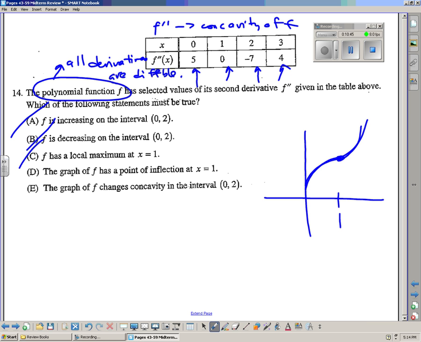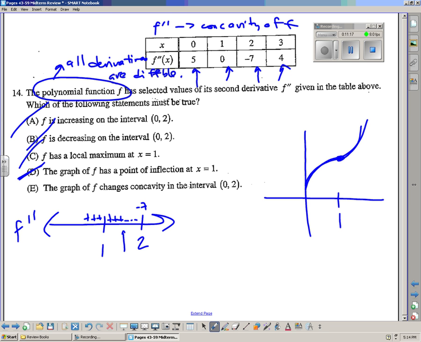Well, we don't necessarily know that either, because, for example, let's say at f double prime, at 1 we have a 0, but maybe before we get to 1 our second derivative is positive, and maybe after we leave 1 it's positive, and then somewhere in the middle, because we know that the second derivative at -2 is -7, maybe somewhere in the middle here the sign changes. We don't know that the sign changes at 1 of the second derivative, so we do not know for sure that the graph of f has a point of inflection.